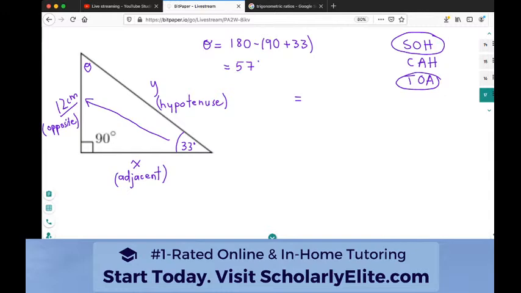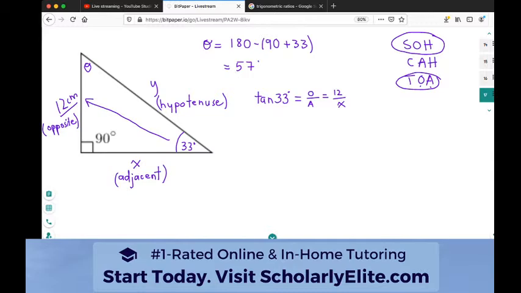So I'm going to say tan of 33 degrees is equal to, and again, keep in mind your letters. So tan is OA. Well, that means it's going to be opposite over adjacent, which in this case is going to be 12 over some unknown variable x.